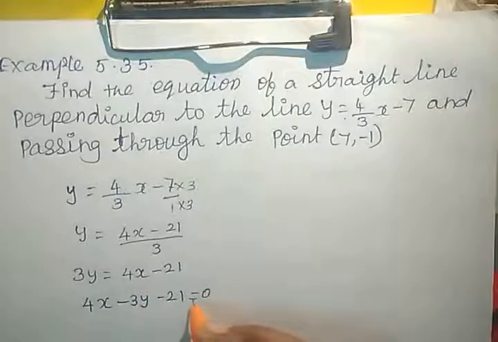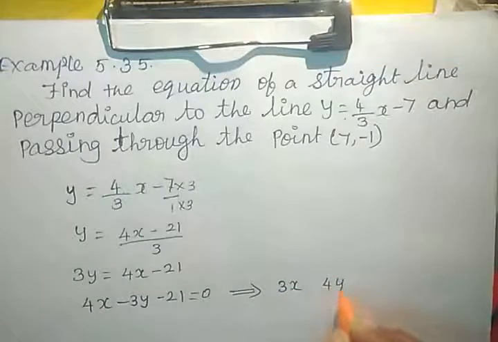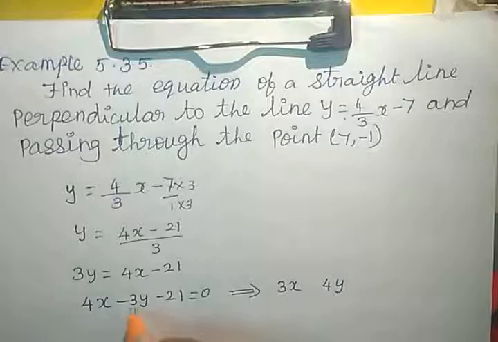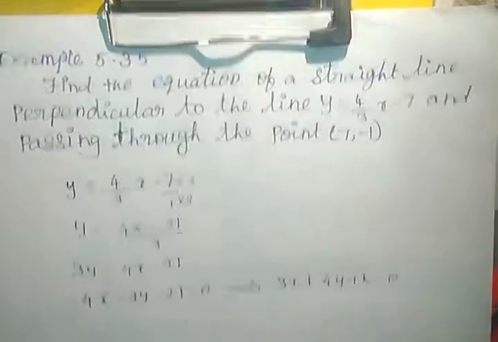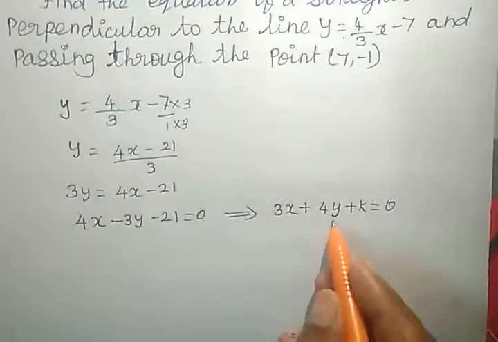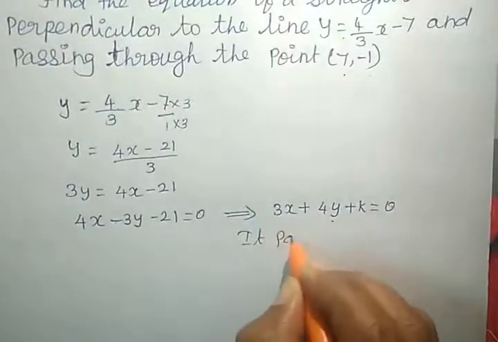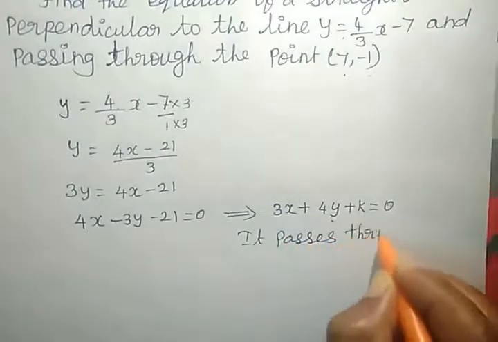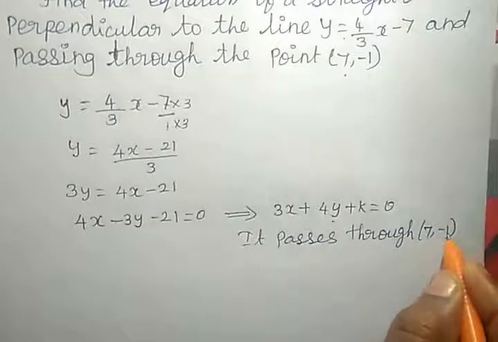The perpendicular to the line is, the x coefficient and y coefficient are interchanged. So that is 3x and 4y. And the negative symbol, here the negative symbol is given, so we will take that as positive, plus k is equal to 0. So this is the perpendicular to this line. So this line passes through the point (7, minus 1). So substitute for x 7 and y minus 1.